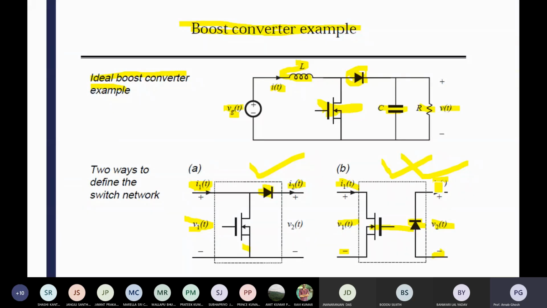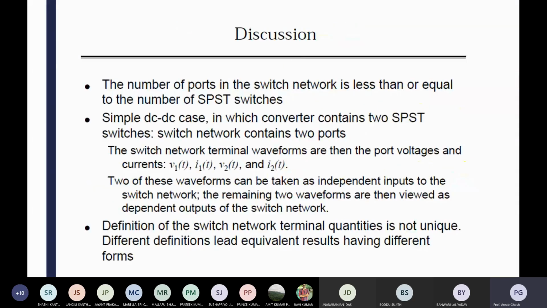The number of ports in the switch network is less than or equal to the number of SPST (single pole single throw) switches, depending on the number of modes of operation. If the switch has two modes of operation, switch on and switch off, the total number of ports will be 2. In the switch on condition a two-port network will be there, and in the switch off condition another two-port network will be there. That is the motivation.